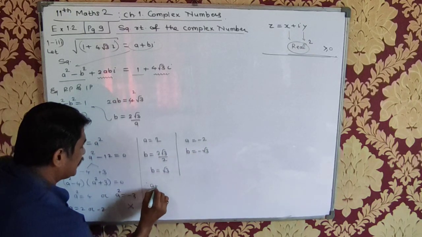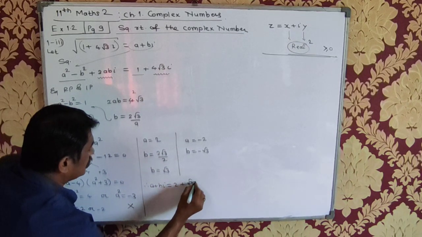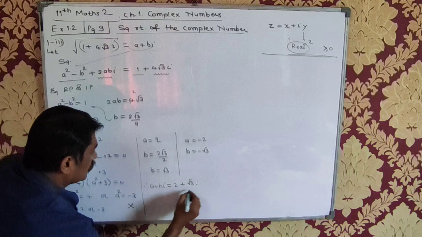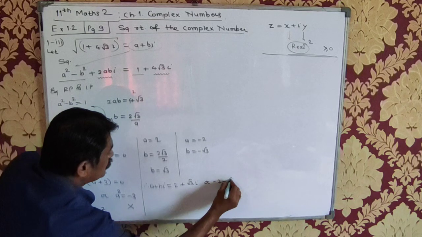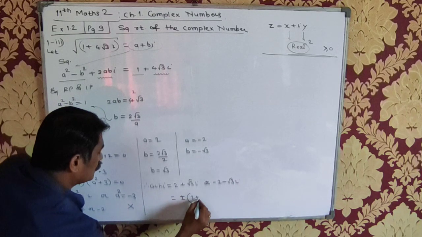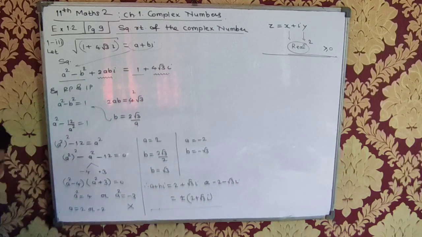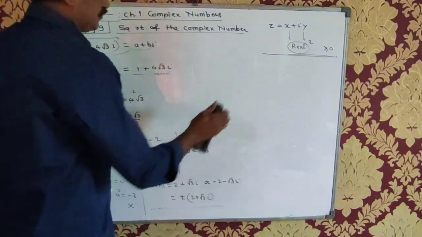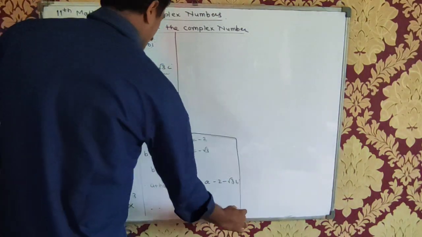Therefore a plus bi is equal to 2 plus root 3i or minus 2 minus root 3i. So I can take plus or minus out common. 2 plus root 3i is the answer. Is this okay? Any doubts about this? I'll go for the next question. Tell me now how do we solve it? Exactly the same, we will do it the same way. Let's go for the next question.